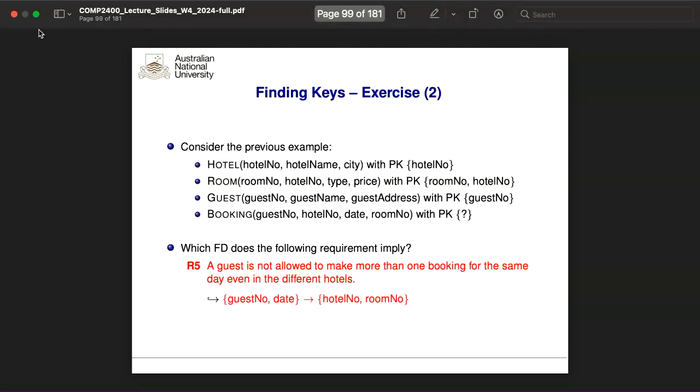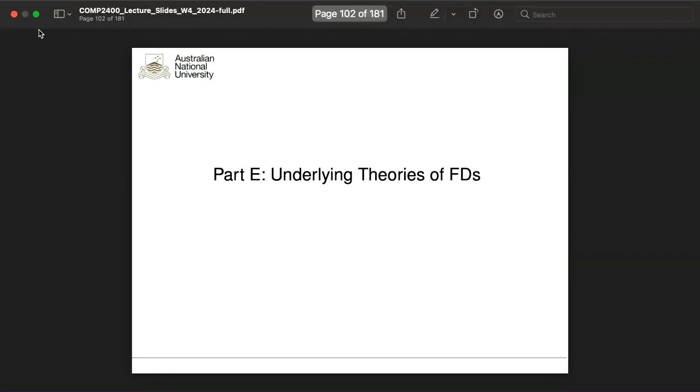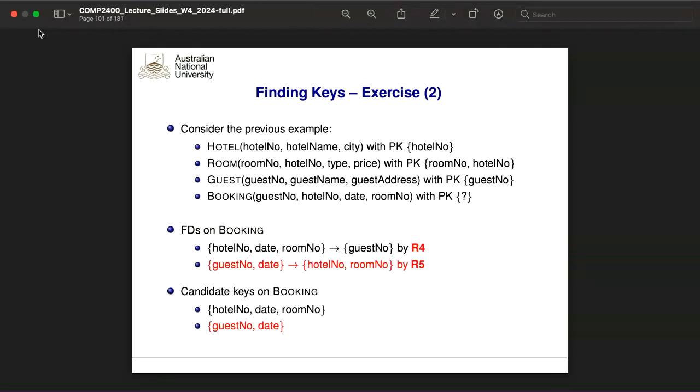I show you, we can. Okay, we can have a guest number and the date together to determine hotel number and the room number. So by that, because we replace R2 and R3 by R5, that means we now have 2 function dependencies. So you can see the purpose here is once you have different requirements, you have different function dependencies, then the primary key is actually different this time. Okay, you could choose the guest number and the date as the primary key.